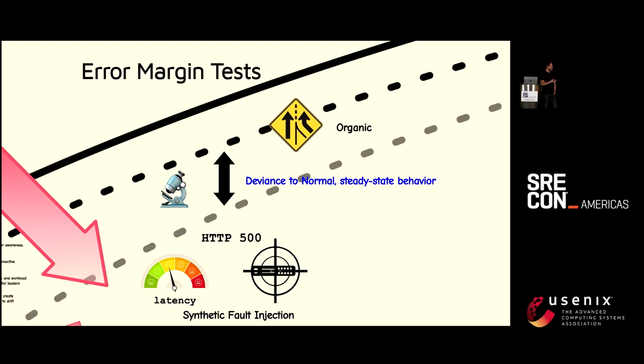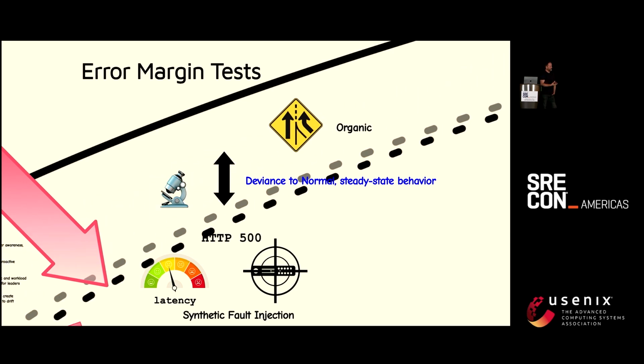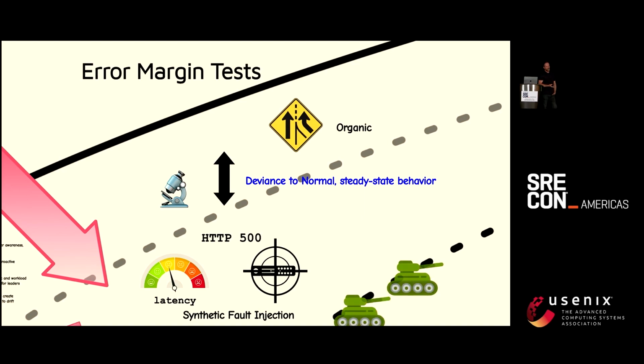In reality, this is the underlying principle of chaos engineering. It's not "break shit and watch what happens." It's literally: what is my deviance between what I think is normal, and if I dial up pressure, what happens? Does it cause a problem? And if it does, use that information to proactively move this margin out if you need to and reinforce it.